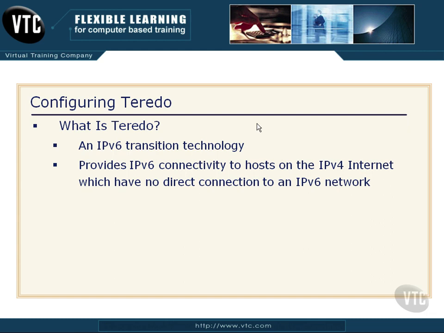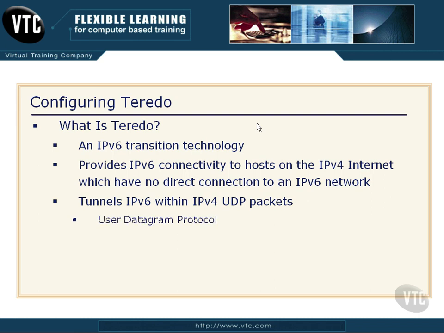Now, watch for this on the exam. ISATAP is designed to be used on a private network, intranet, that sort of thing. Teredo is designed to be used out there on the public internet. It does the same thing really as ISATAP. It tunnels the IP version 6 packets into IP version 4 UDP packets. Now, of course, UDP stands for User Datagram Protocol.